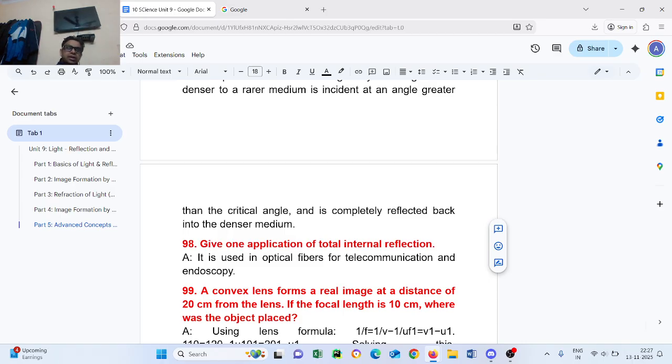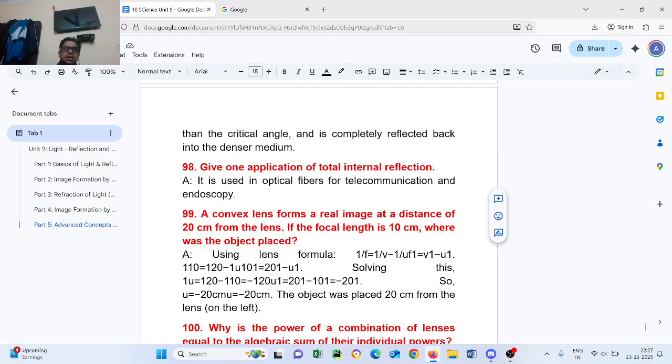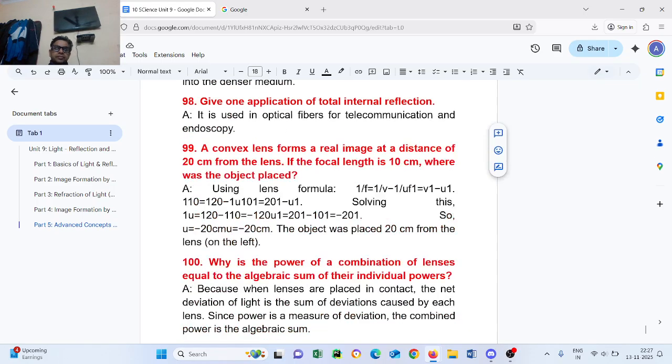Question number 99. A convex lens forms a real image at a distance of 20 cm from the lens. If the focal length is 10 cm, where was the object placed? Using the lens formula, 1 upon v minus 1 upon u equal to 1 upon f, u equal to minus 20 cm. The object was placed 20 cm from the lens.